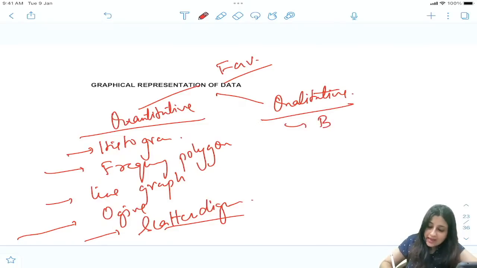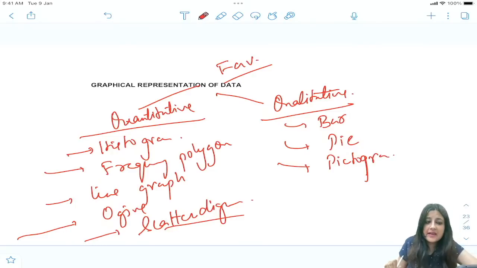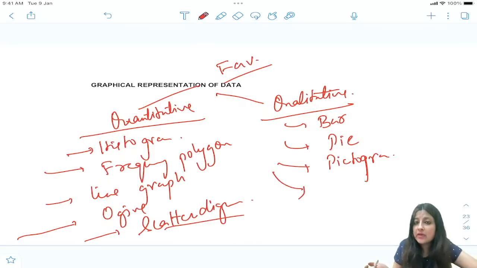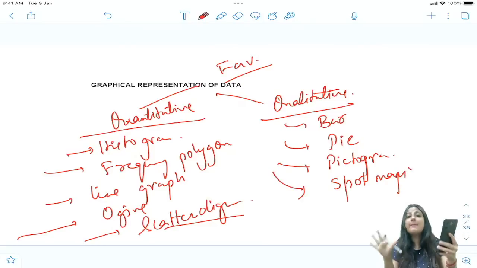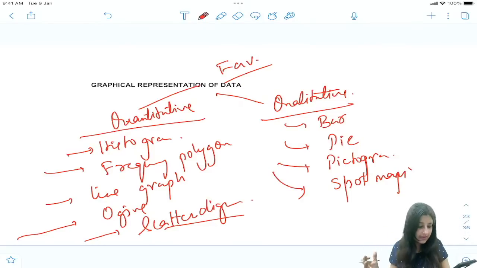In qualitative you have bar, you have pie chart, you have pictogram, okay, what else do you have, everybody? You have bar, pie, pictogram, spot maps. For FMG exams, also for NEET PG, this is the minimum that you have to know, all right.